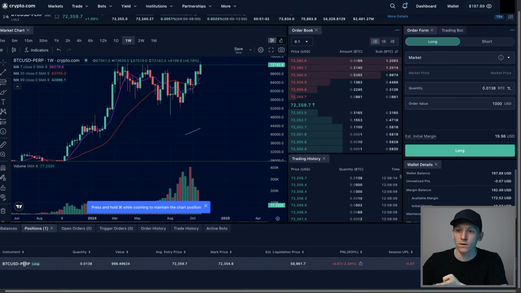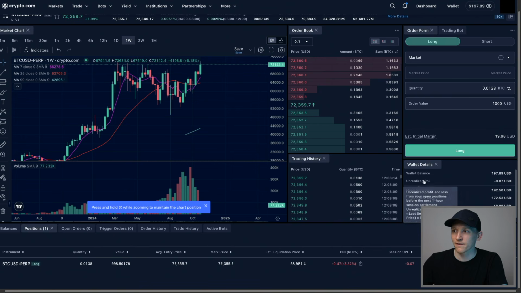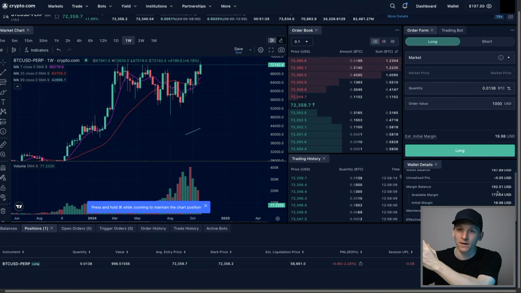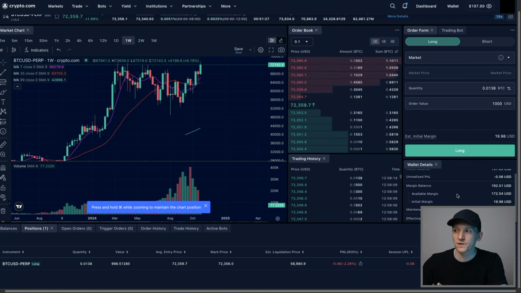There it is. So I'm long and I've got some wallet balances here. My unrealized P&L is 7 cents underwater. Margin balance, as you can see here, the available margin is 172 because I've got that initial margin tied up. So this position, initial margin's $20. My effective leverage is only 5x. Why? Well, because I have $200 in, while I'm using 10x leverage. If I had $100 in here and used 10x leverage for a $1,000 position, that would be 10x. But I've got $200 in my account to pay for this $1,000 position. So effective leverage on the whole account is 5x.